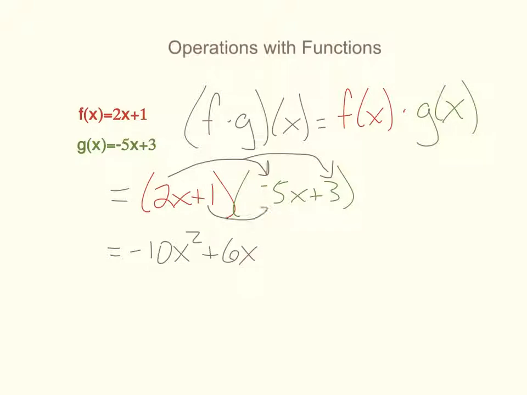Then we're going to take the 1 and distribute it to both terms: 1 times negative 5x and 1 times 3. Now we're just going to combine any like terms. So we would get f times g of x as negative 10x squared plus x plus 3.